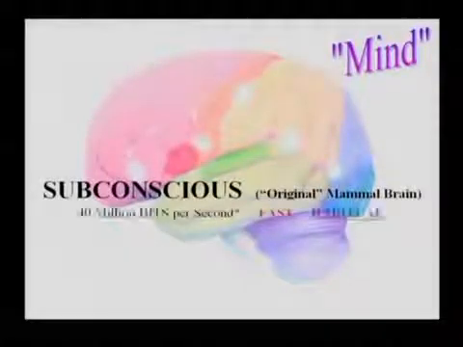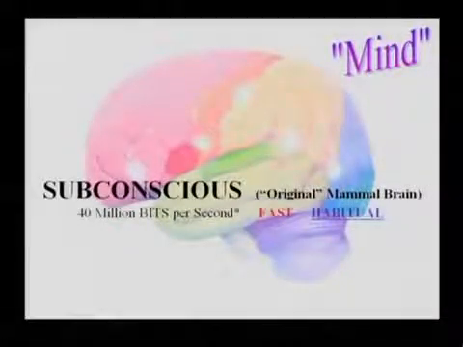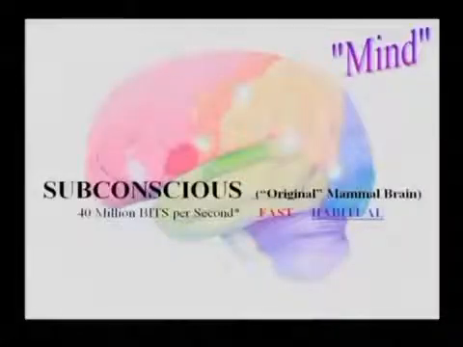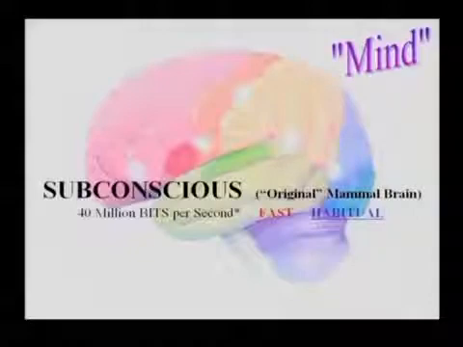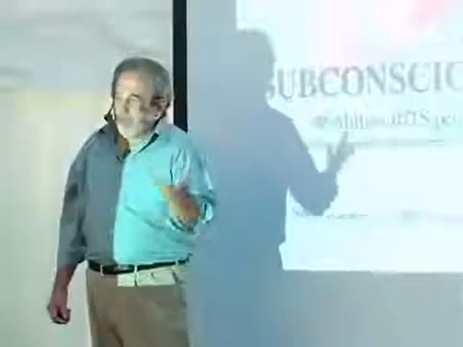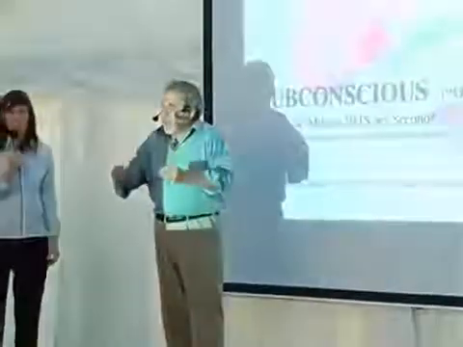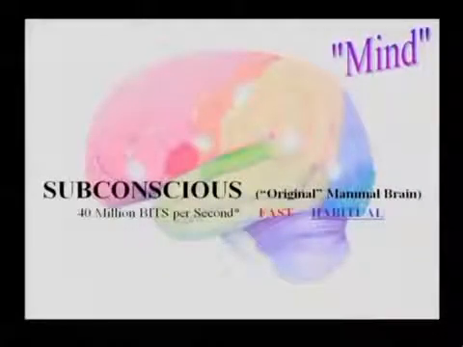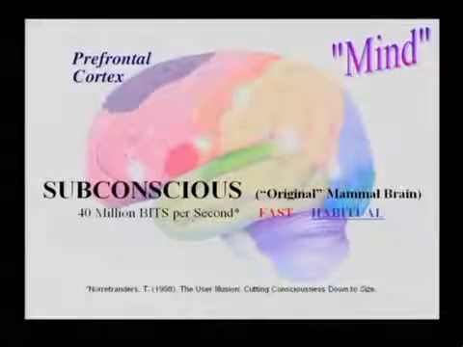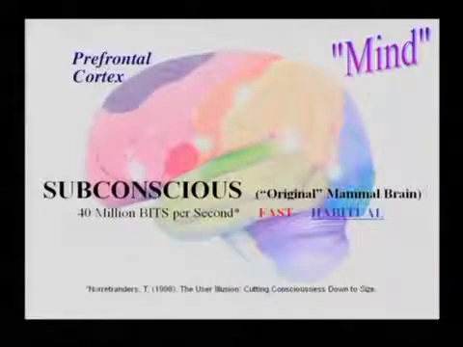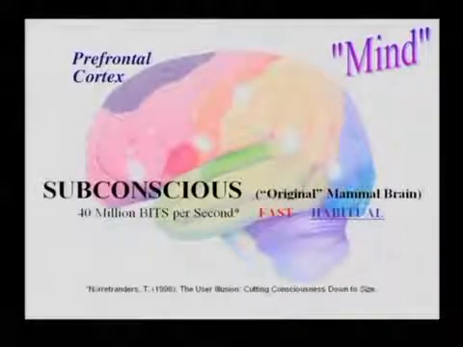The mind has two parts. The subconscious mind is the original brain, and it can process 40 million bits of data from the environment every second. The mind is very powerful and very fast, but it's totally habitual. It's not creative. It can only play back what it learns. In evolution, the front part of the brain, the prefrontal cortex, gives rise to consciousness. It's a small piece of the brain that is consciousness.